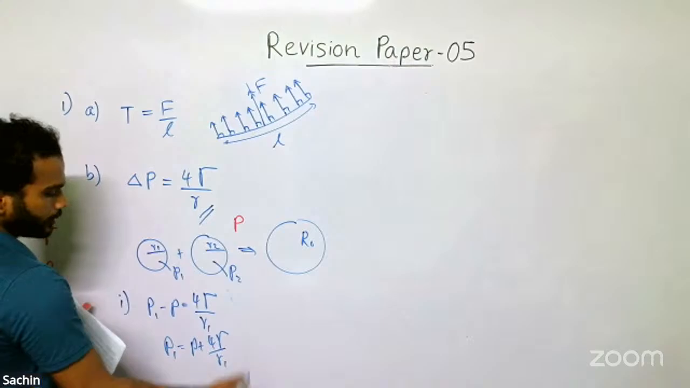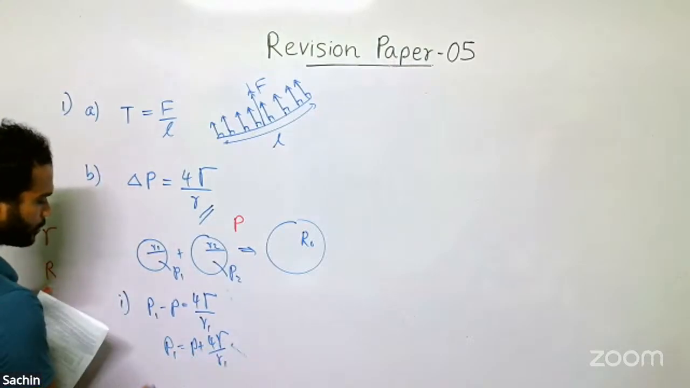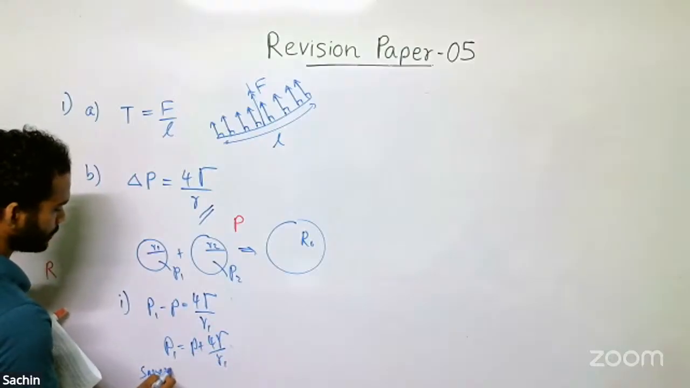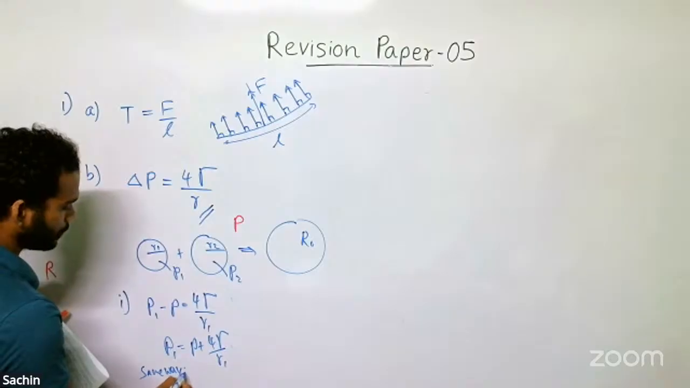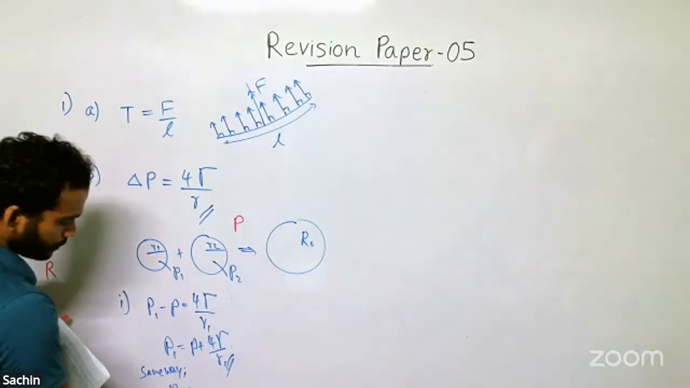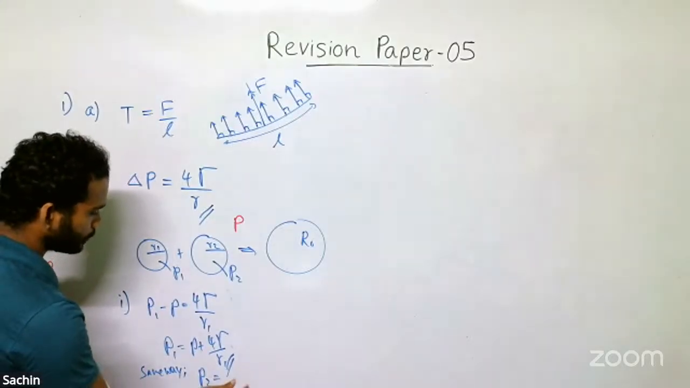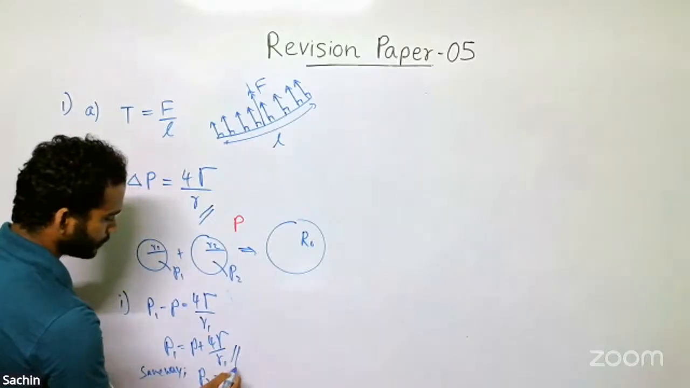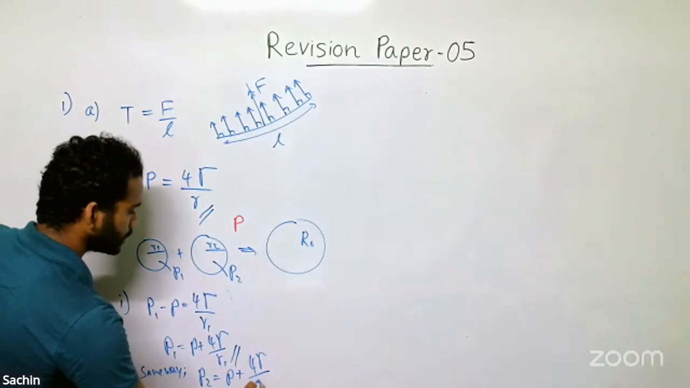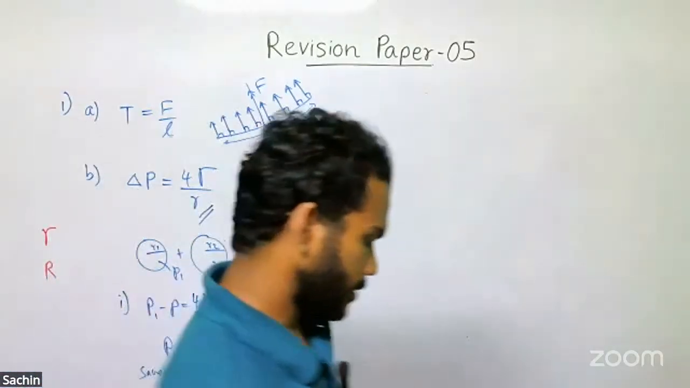So the same way you can do for the second bubble as well. So no need to do it again. Start from the first equation. You can write the same way, P2 should be equal to P plus 4 gamma over R2. Done.